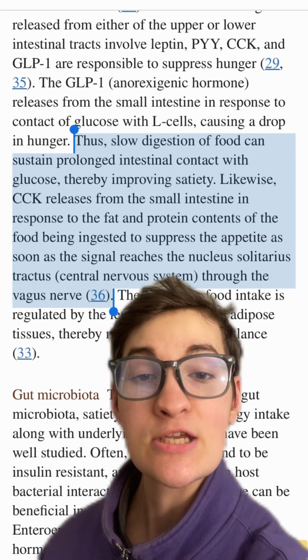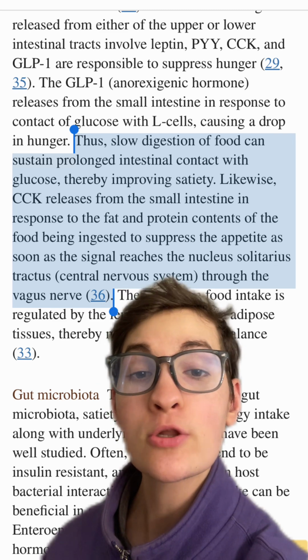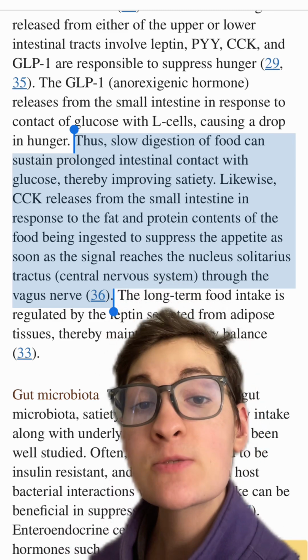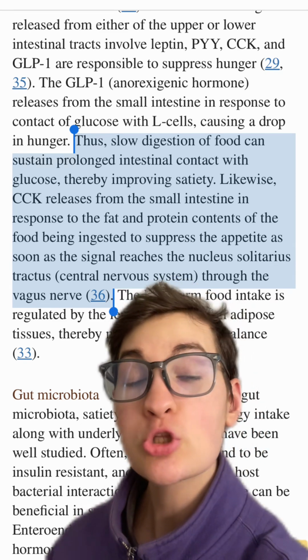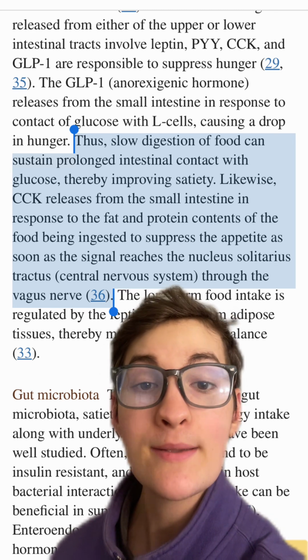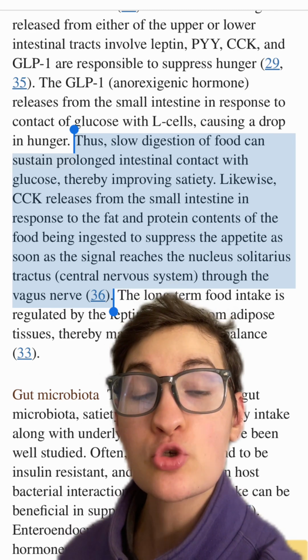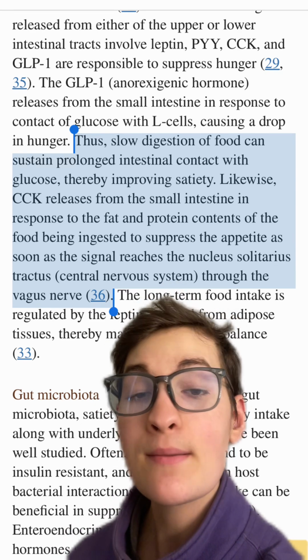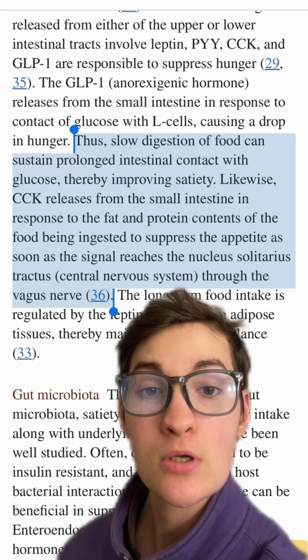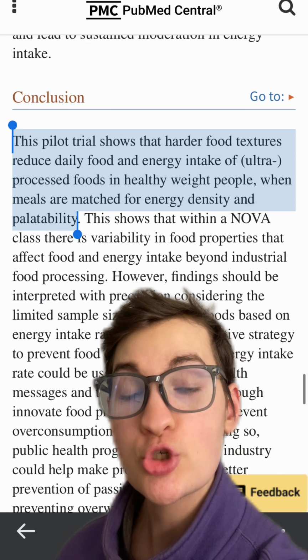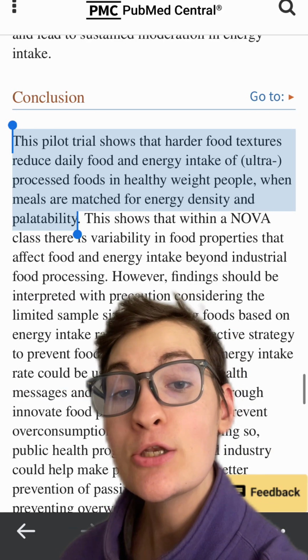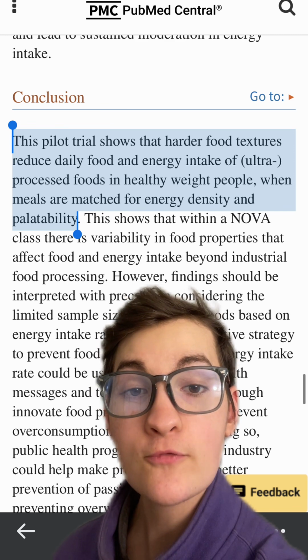As we then move into satiety, one of the most important things are the macronutrients in your food and the speed at which food is digested. Slower digesting foods that prolong the amount of time food is within the intestinal tract improve satiety, which is the amount of time we can go between meals. Foods that are harder and require more chewing and mechanical digestion induce more satiety than softer foods.